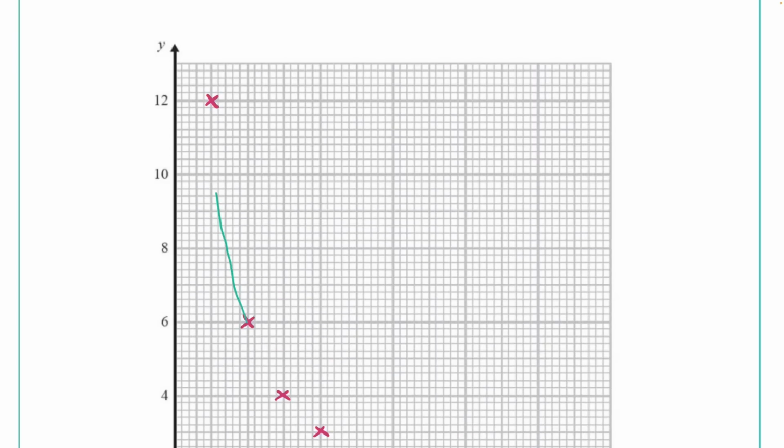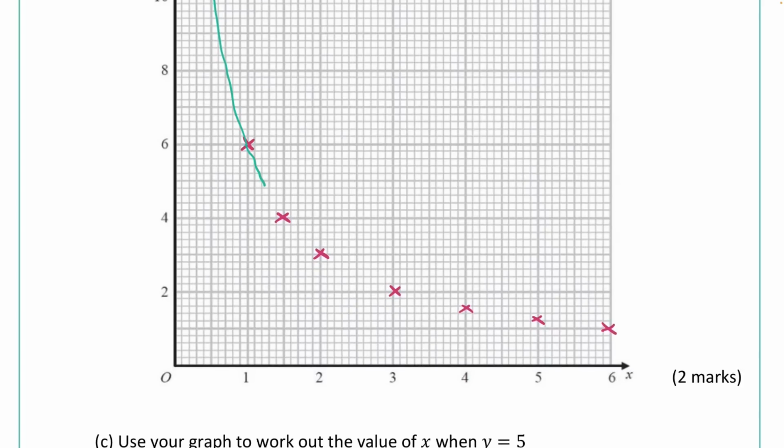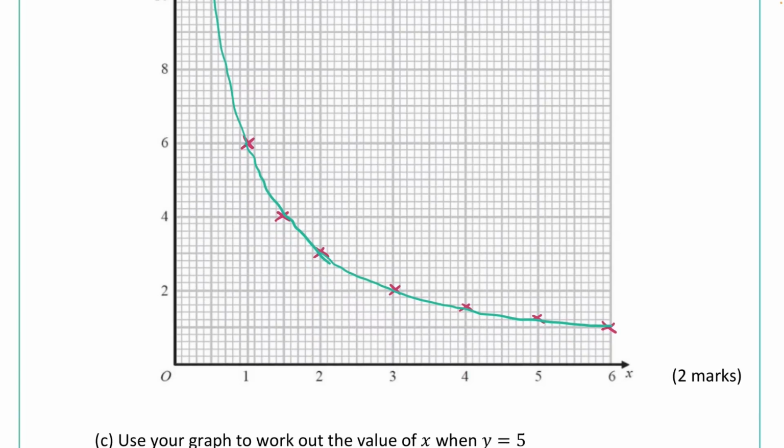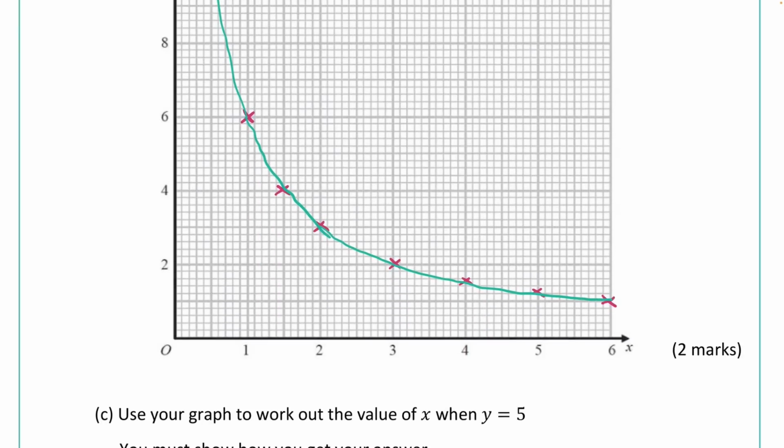It's not the easiest for me to join up as we have to scroll as we do it. But coming down there, we get a nice smooth curve that goes through all those points. And there we go. And that is the positive region of a reciprocal graph. So there we go. That is the graph drawn.